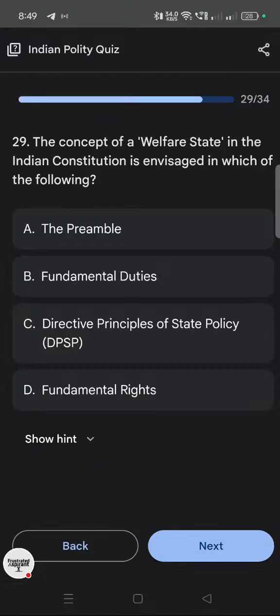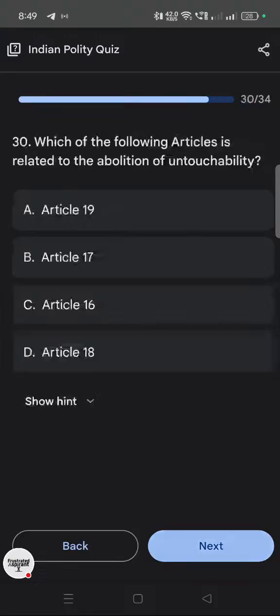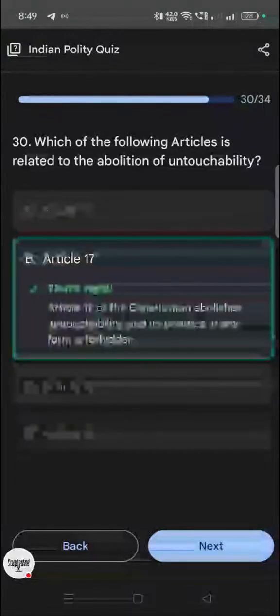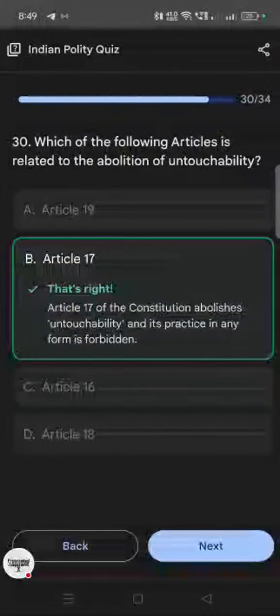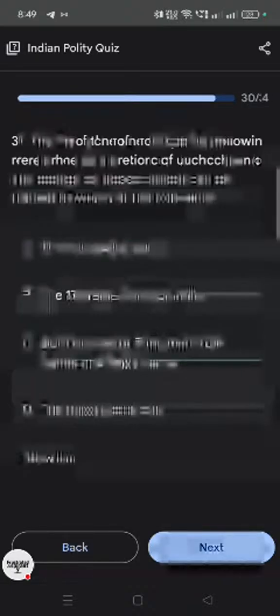The concept of a welfare state in the Indian Constitution is found in which of the following? DPSP, welfare state. Abolition of title, freedom, equal opportunity in employment.